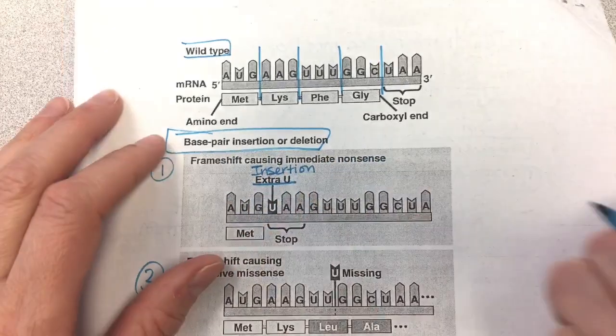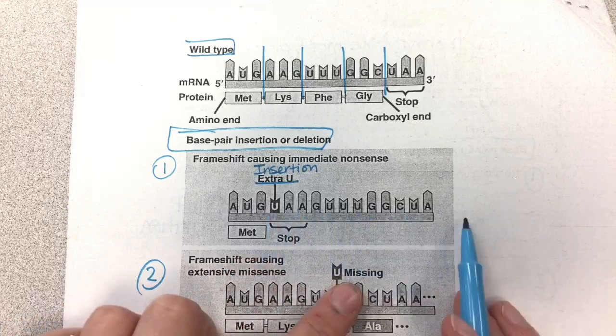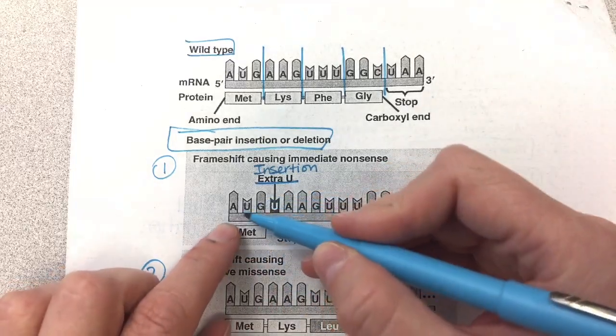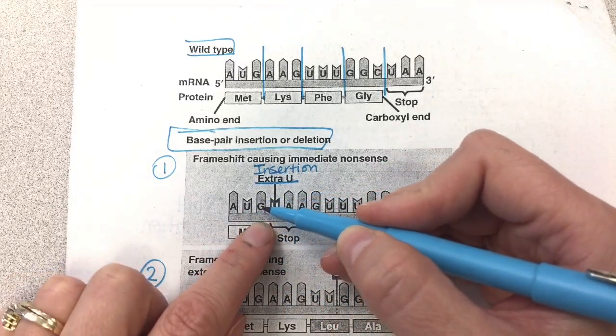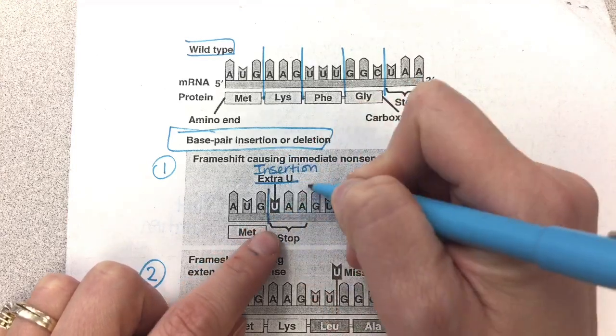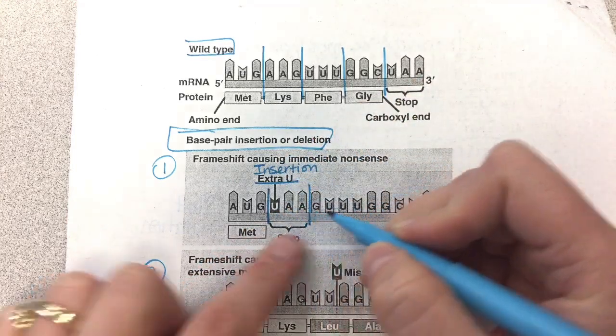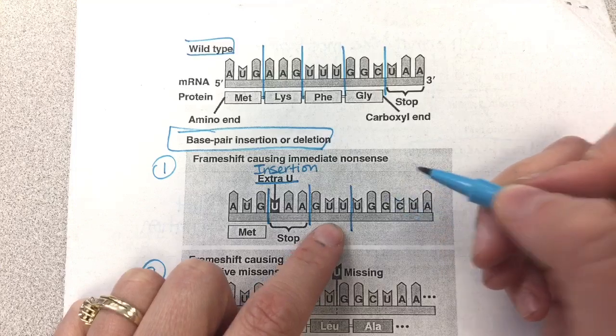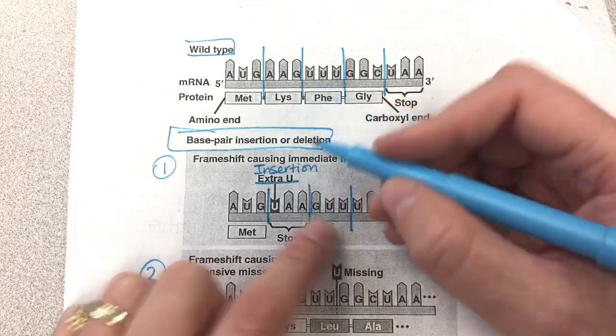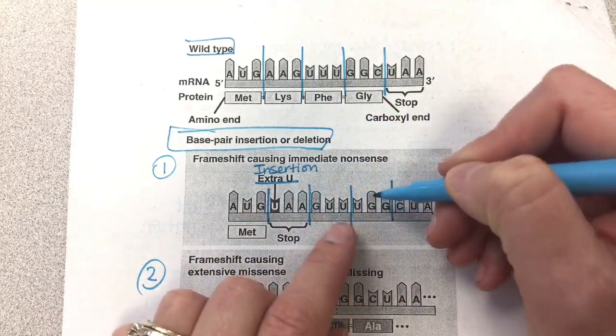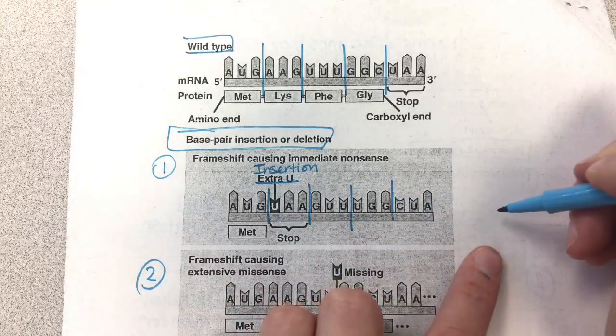So now what does that do? It shifts everything over to the right. Now the first codon is the same, AUG, but the second codon is different, it's UAA. The third codon is different, GUU. It's supposed to be UUU. So everything's shifted over once, so it affects every single codon after that.